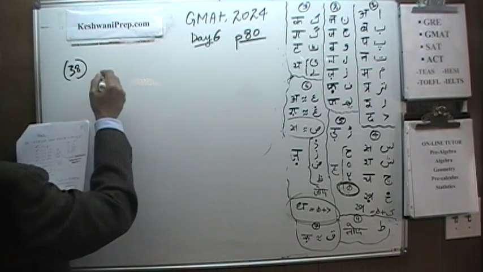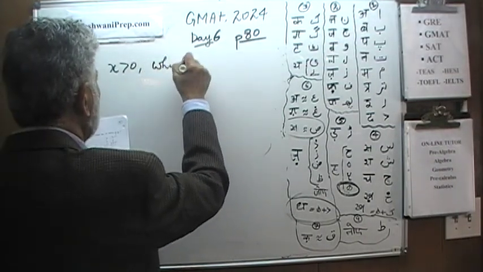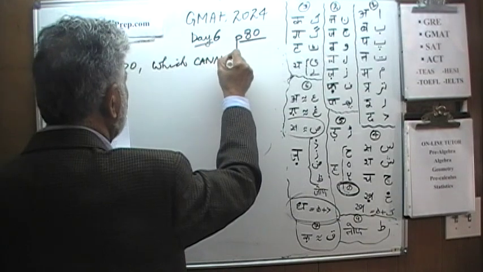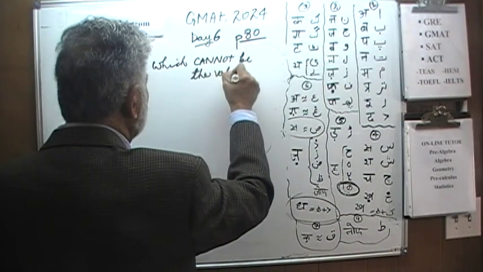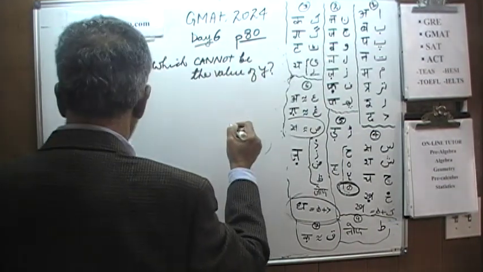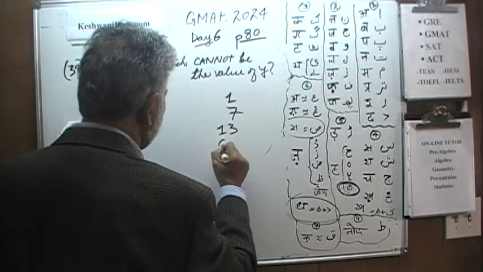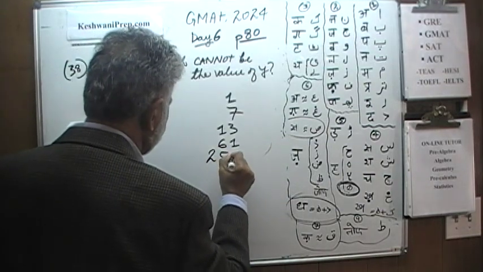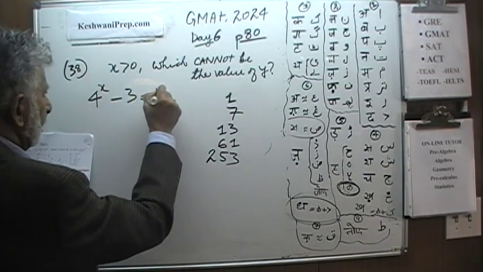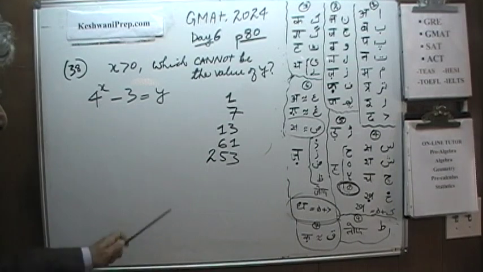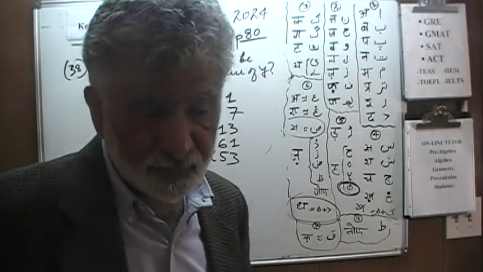In number 38, we are told that x is positive. Question is, which cannot be the value of y. Here are the answer choices: 1, 7, 13, 61, and 253. We are told that 4 raised to x minus 3 equals y. And the question is, which of these 5 values cannot possibly be the value for y, given the fact that x is positive?